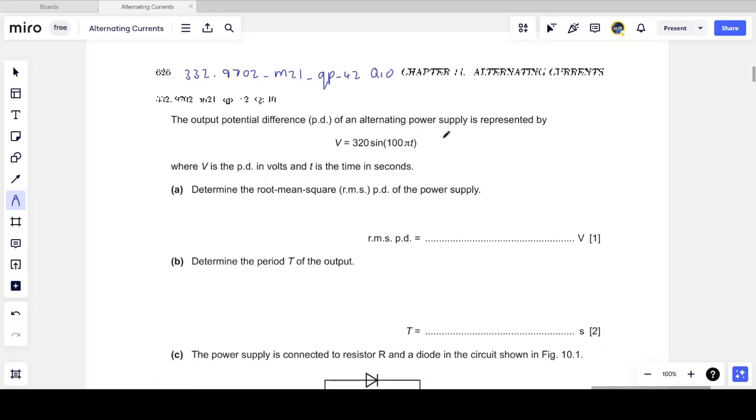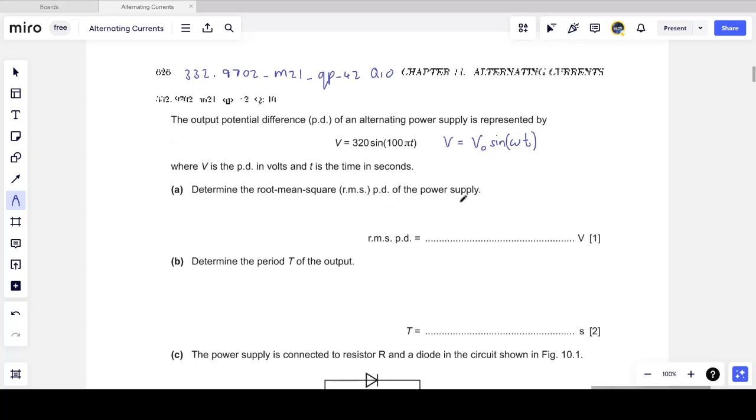Well, the first thing we can do is write this equation in its general form. V is equal to the peak voltage V0 sine of omega t. So you can immediately see that what is outside the sine is the peak voltage V0, and what is next to the time inside the sine is the value for the angular frequency omega. So this makes our life a lot easier.